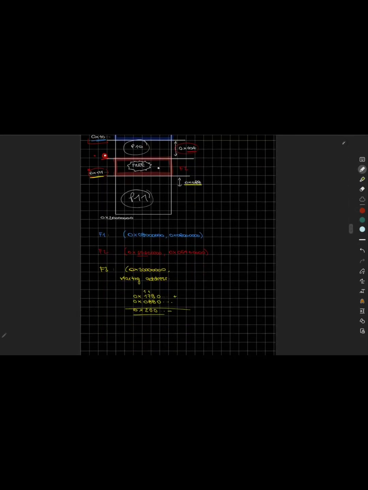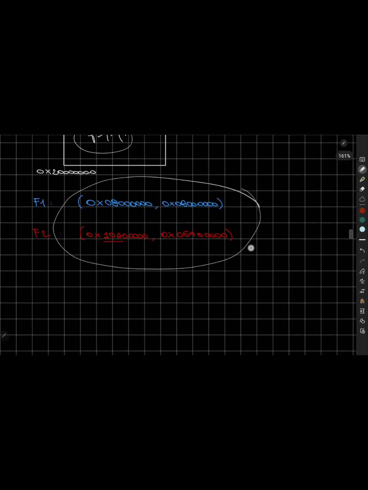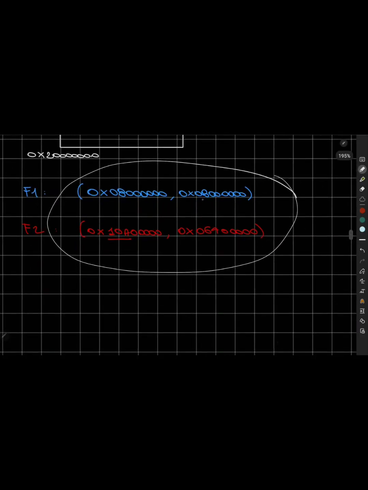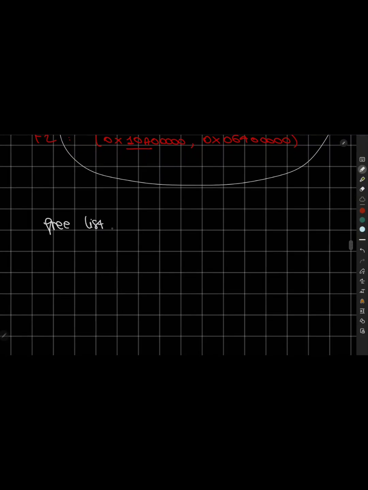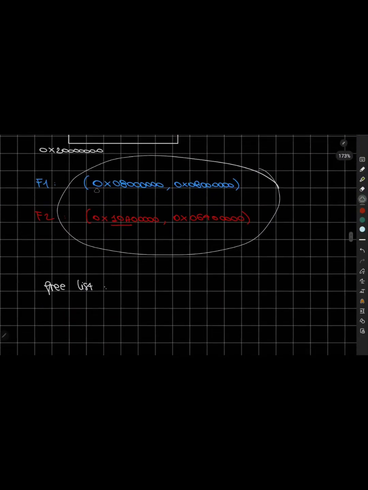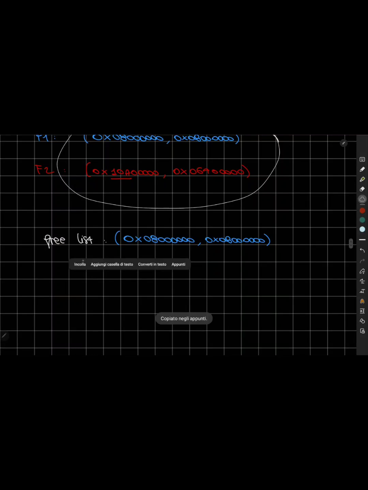All right, so our free list is going to be made up of these two nodes. We have to order them by decreasing sizes, and so first the bigger one, which is this one, because 8 is greater than 6. So our free list is going to be made of this node and this other node.